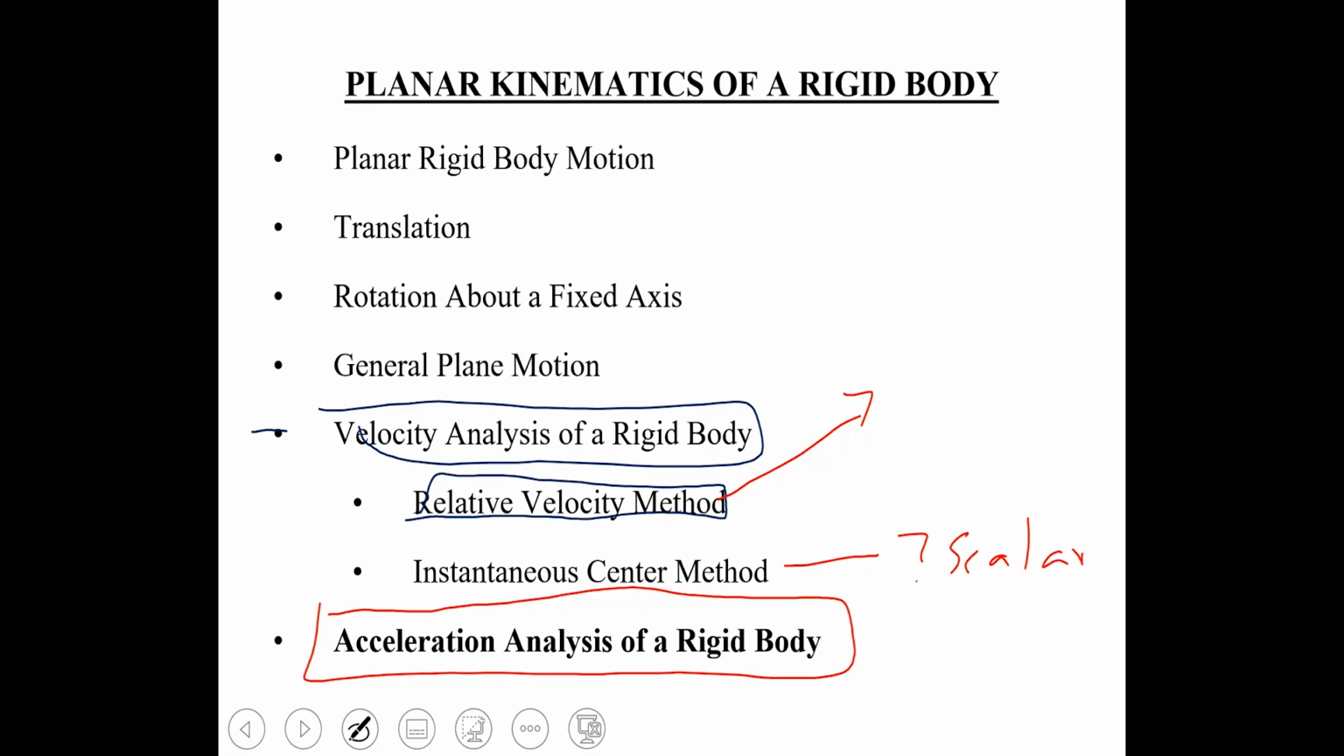Okay, moving on to our next topic, which is the acceleration analysis of a rigid body mechanism.